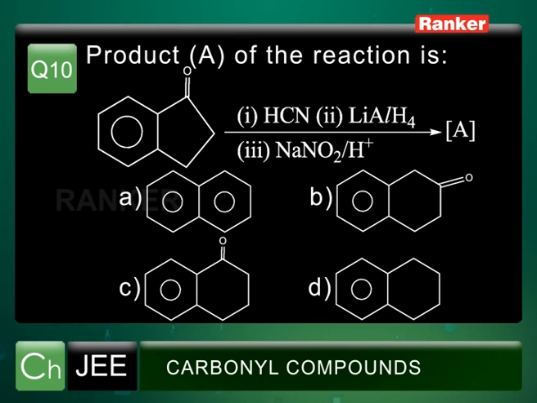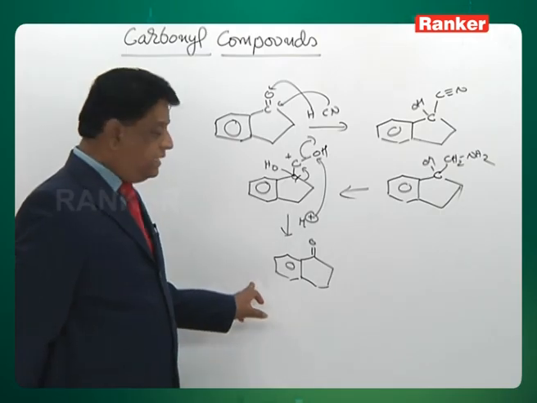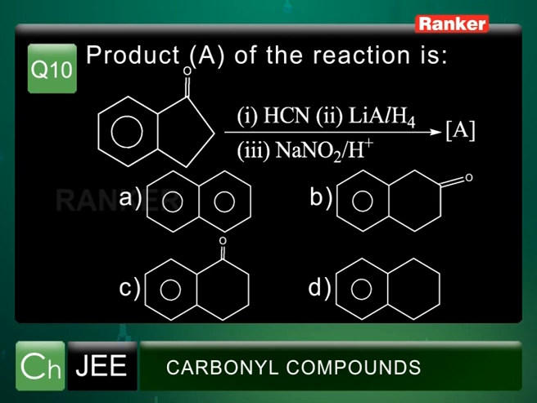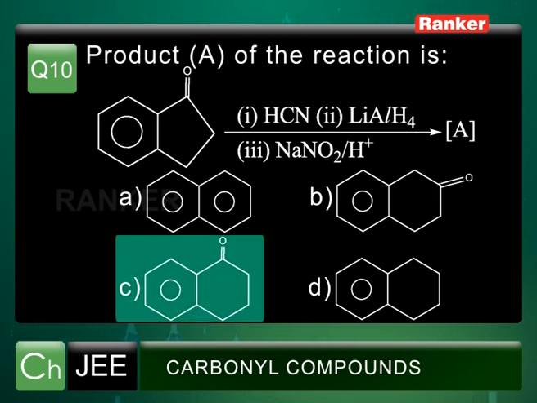So, option A is a naphthalene, B is a double bond ketone on the second carbon, but option C is a ketone at the second carbon. This is the right answer. The other one is reduced form. So, answer C is the right answer.